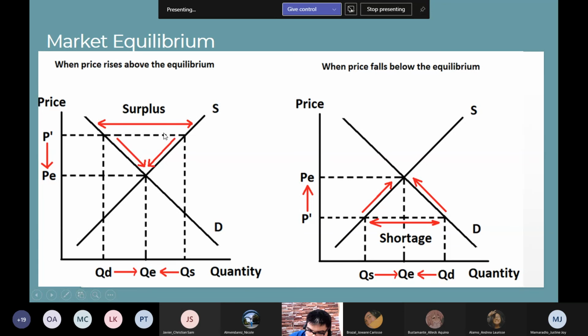This is what happens. When the price is above equilibrium, that's our scenario, there is a surplus. Then when the price falls below the equilibrium, we will have a shortage.